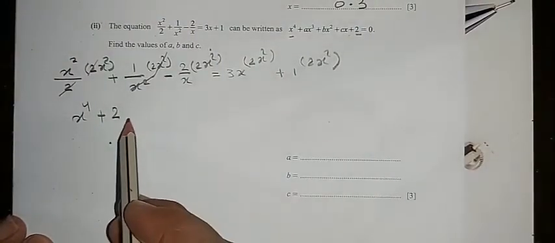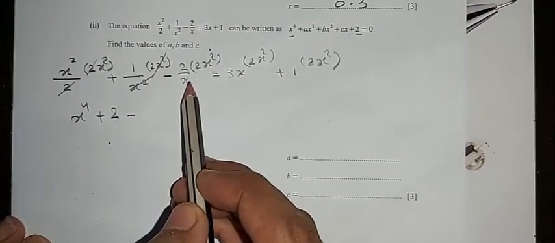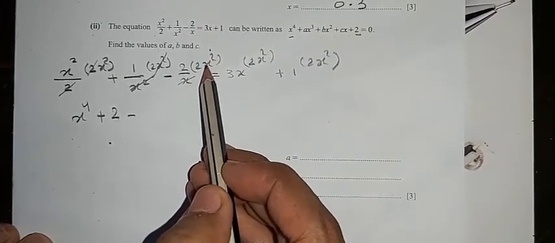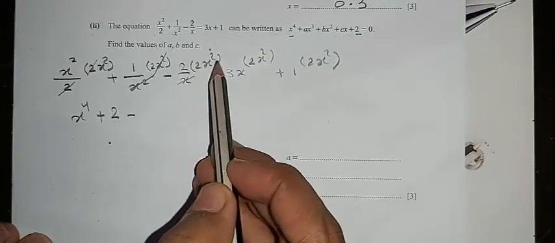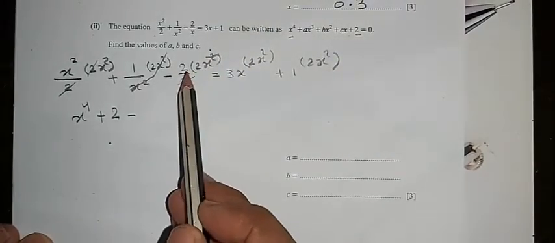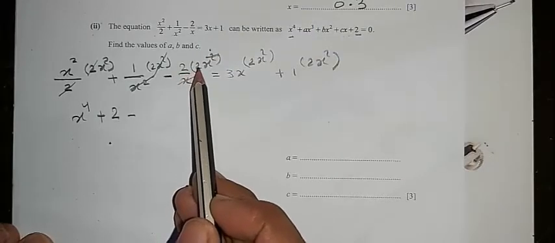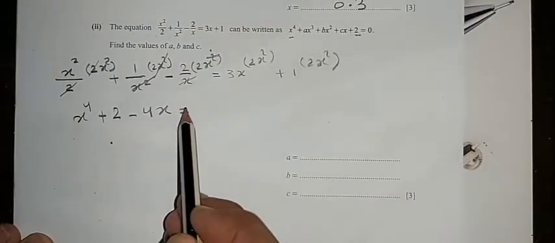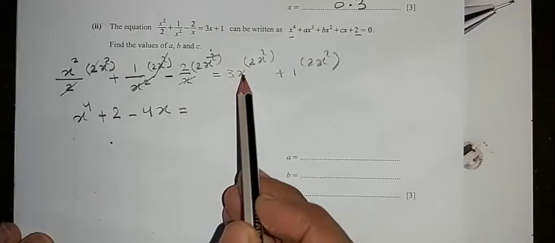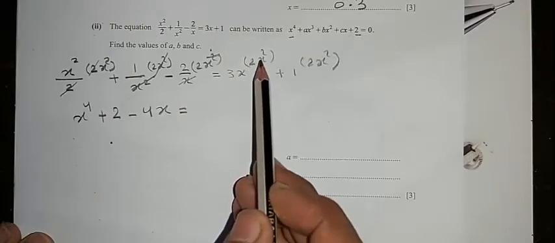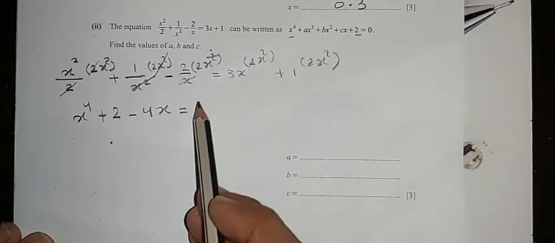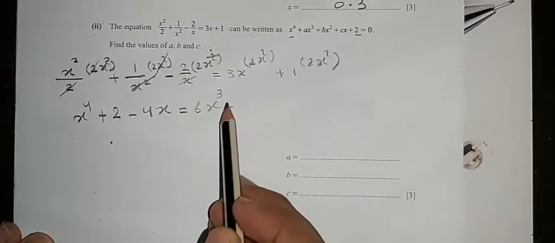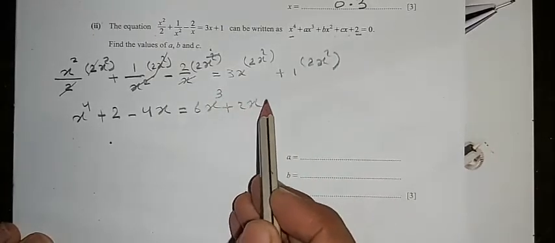minus, cancel out this x in the bottom with this power 2, because this x squared is x times x. Okay, so we will cancel this with power 2 and multiply 2 times 2x is 4x. Okay, minus 4x, equals 3x times 2x power 2. 3 times 2 is 6. x times x squared is x power 3. Okay, plus 1 times 2x squared is 2x squared.